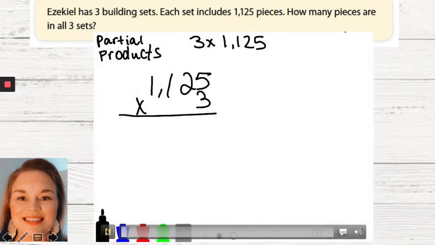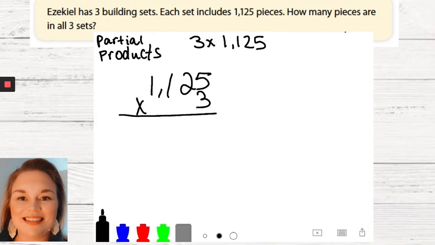So now I'm going to show you the partial product strategy with the same problem of 3 times 1,125. You'll distribute the 3 to every place value. So we're going to start with the ones place. So 3 times 5 is 15. Now when you're writing your partial products, you'll want to line them up in their place values accordingly.